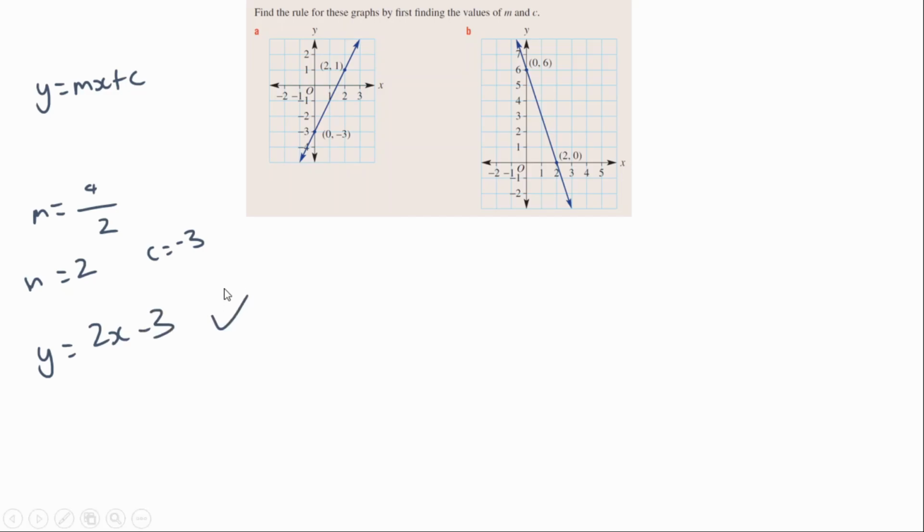Give yourself a tick if you got that correct. And next one, let's find m again. We're going down 6 spaces, so it'll be negative 6. 1, 2, 3, 4, 5, 6. And we're going to the right 2 spaces, so it'll be negative 6 divided by 2. So our m is negative 3. And our y-intercept, or c, is going to be 6 here, because the graph crosses the y-axis at 6. So c equals 6. So our graph would just be y equals negative 3x plus 6. Give yourself a tick if you got that correct as well.